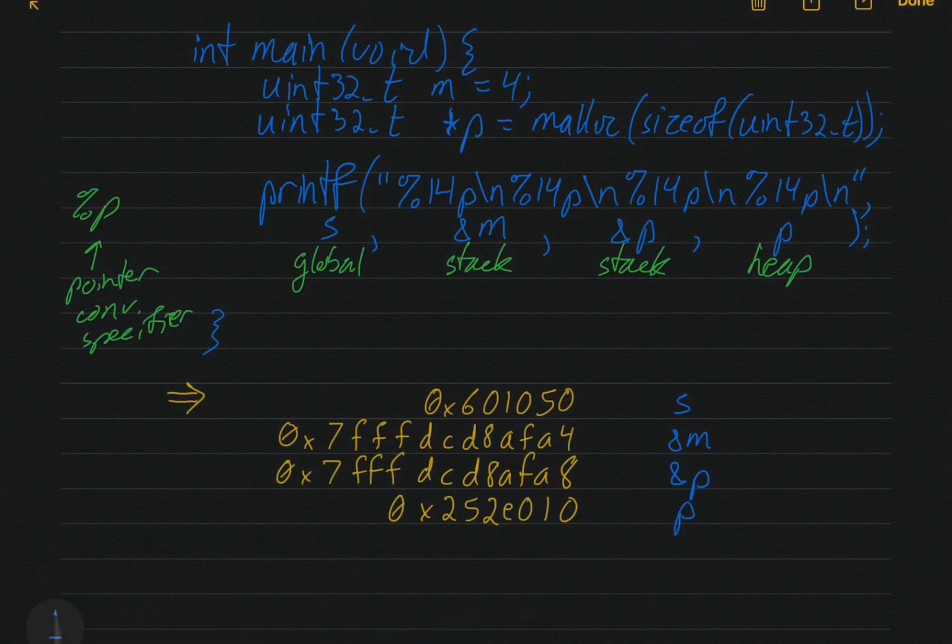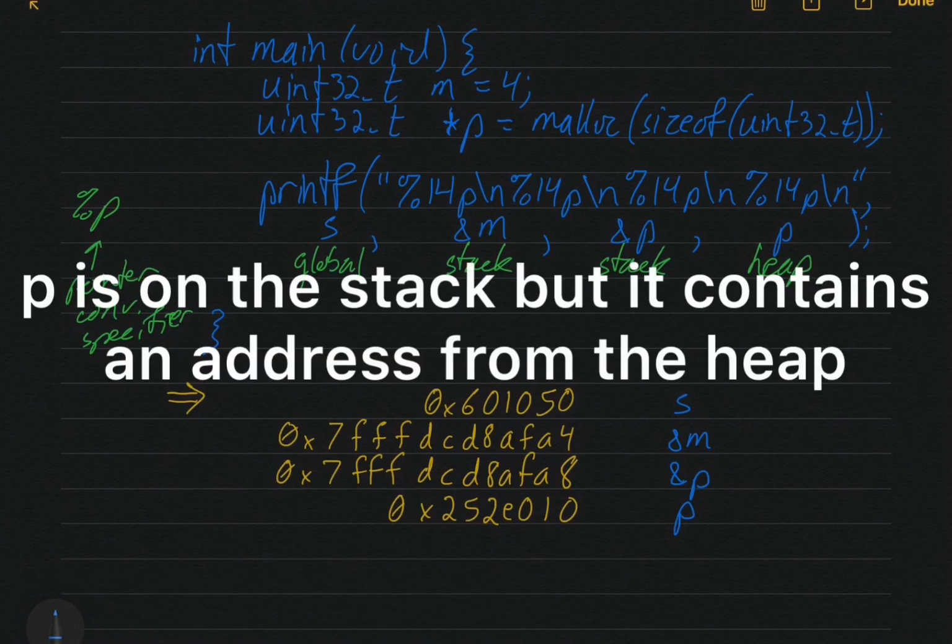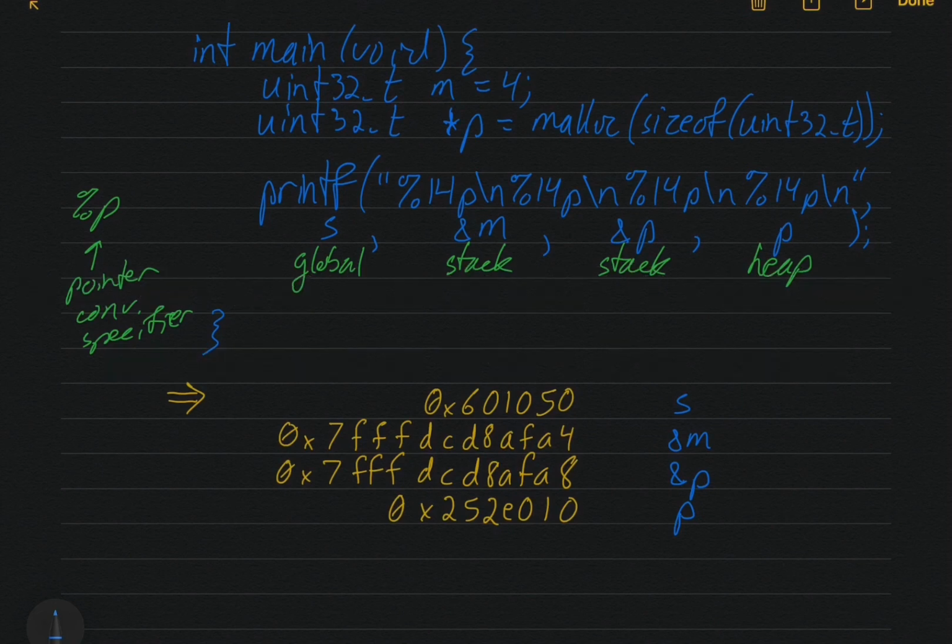So p points to the heap, and you see that that address is greater than where s is in the data segment, but it's less than p and m, which are local variables. So there, you can write a program to investigate where things are being put in memory.